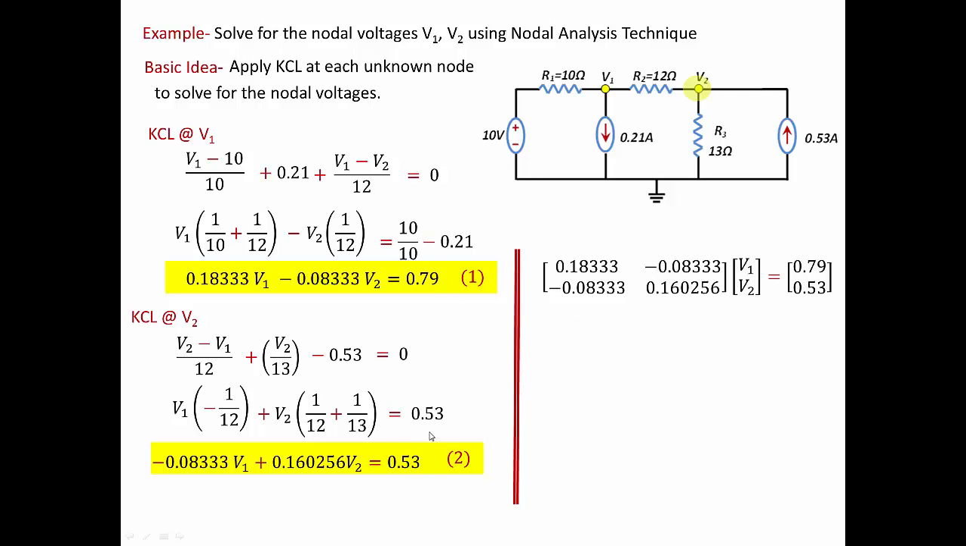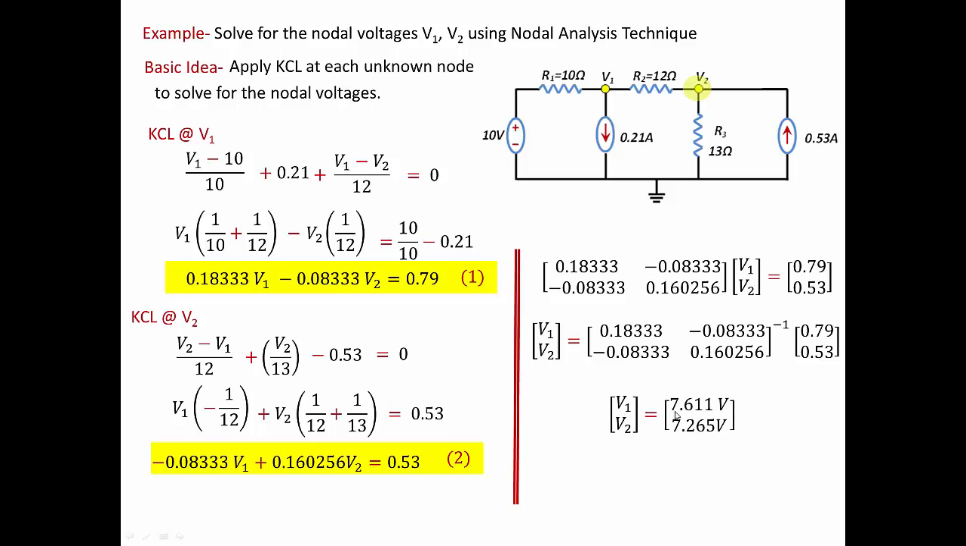So you converted those two equations into a matrix form, and now solving for V1 and V2 is very easy. V1 and V2 are going to be the inverse of this matrix multiplied by this vector. Right? Most modern calculators will solve two equations, two unknowns using matrices. When you calculate the inverse of this matrix, V1 equals 7.611 volts, and V2 equals 7.265 volts. So we were able to solve for V1 and V2.